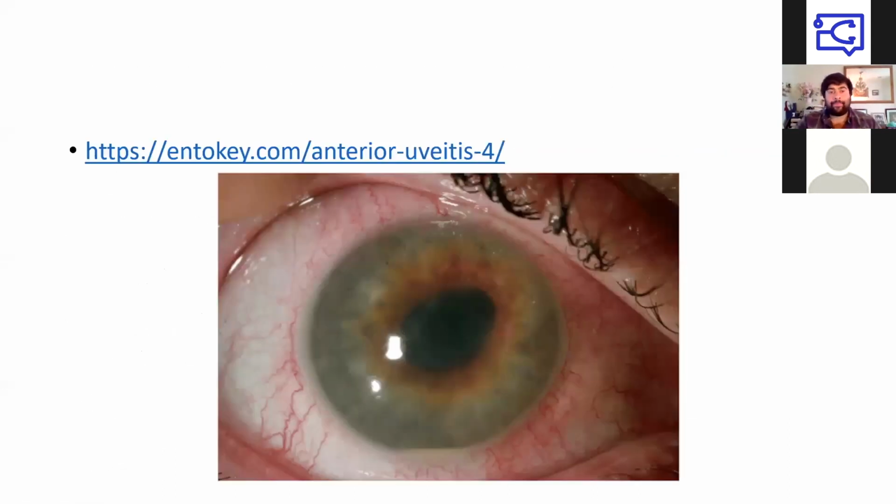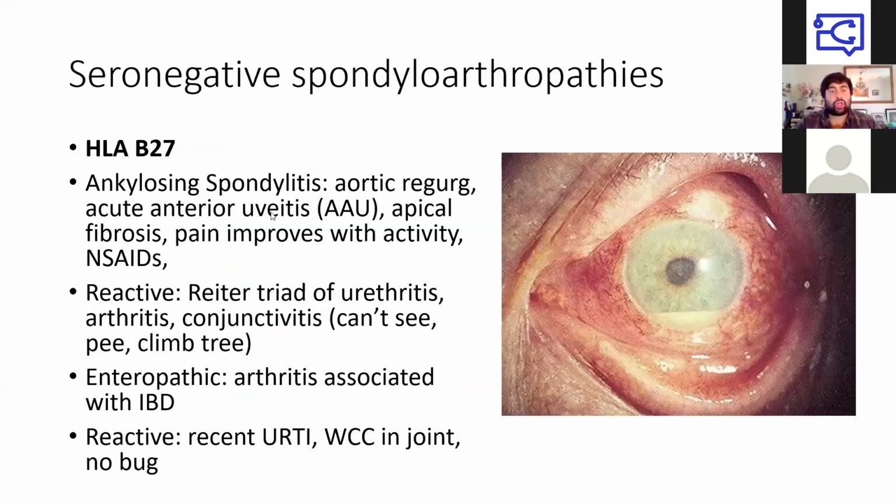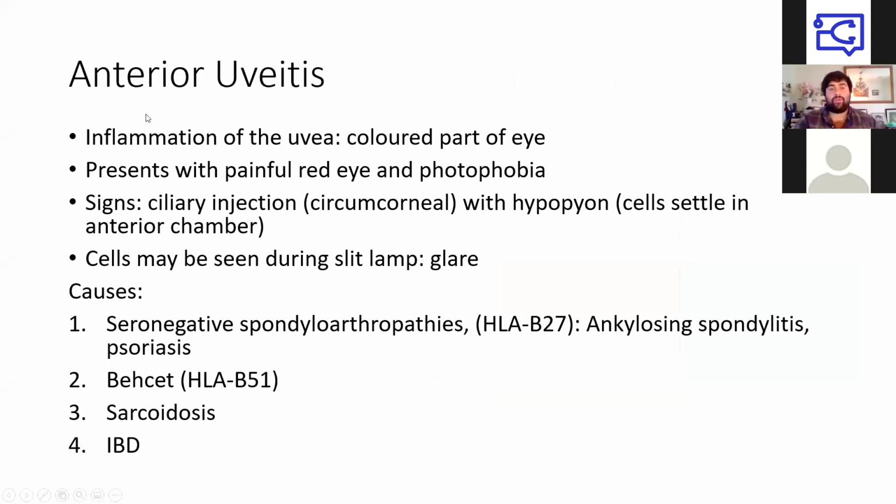I'm going to go to this slide first just to explain what anterior uveitis is. It's an inflammation of the anterior uvea, so the coloured portion of the eye, so the iris and the ciliary body. And that's why when you examine the eye, they have circumcorneal injection or ciliary injection. So what that means is that the bit around the iris is red. That's what that means. So the redness is around the cornea, like that.